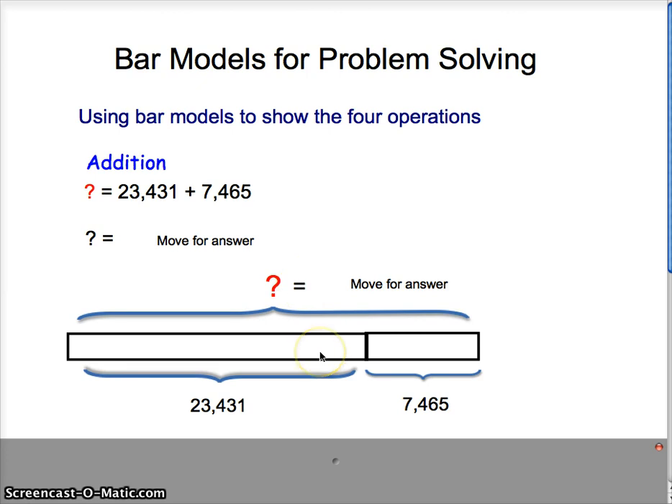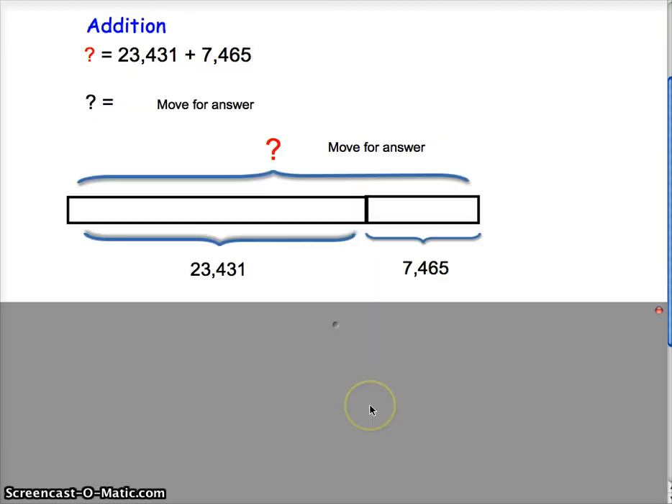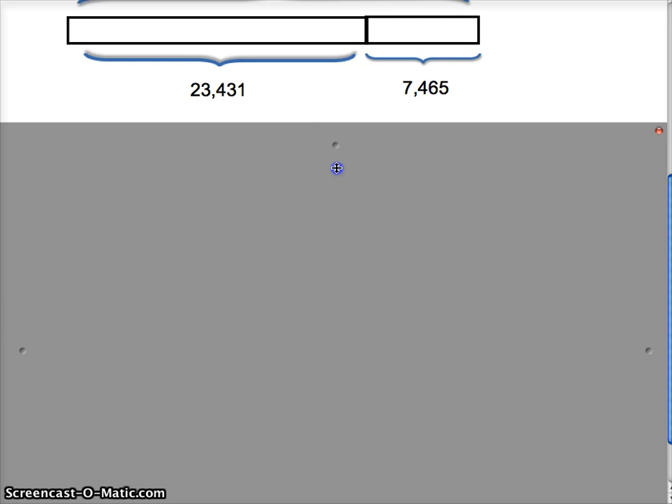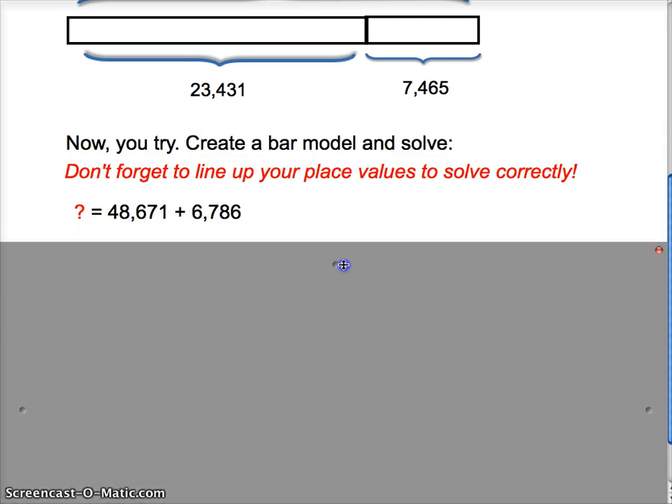Now, of course, once you build the model and you figure out how to solve this problem, we know that we need to add these two together. We would come over and stack the problem, add them, and we would find out that the sum is 30,896. And so we're going to move on, and we're going to let you try a bar model for the next problem. 48,671 plus 6,786. Go ahead and try to make a bar model like the one we did just a moment ago that represents this problem. You can pause the screen and come back when you're finished.